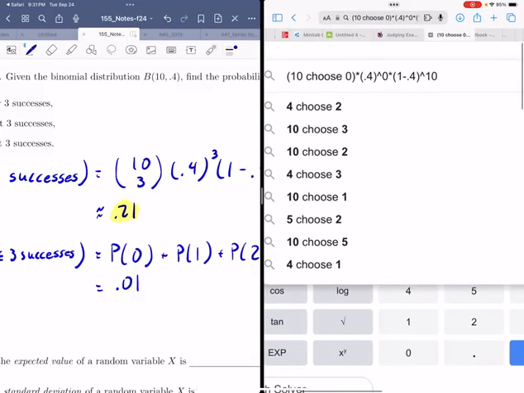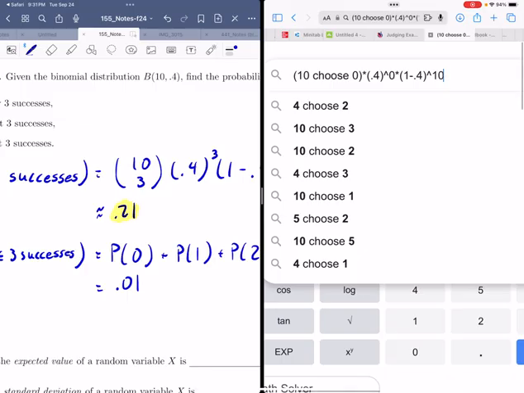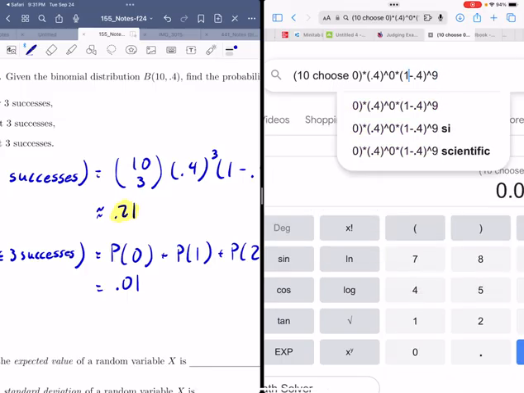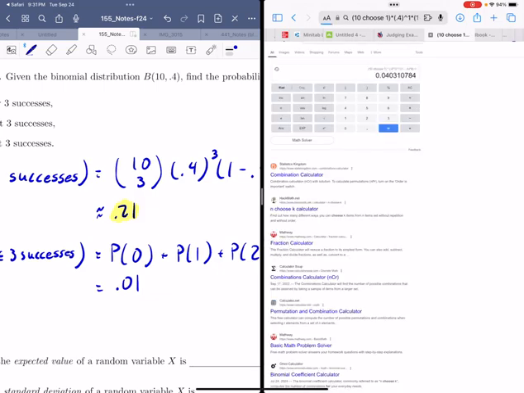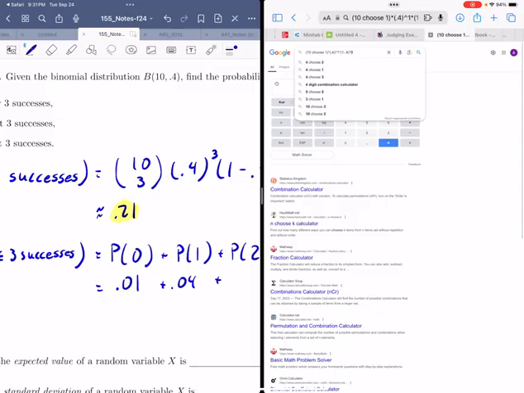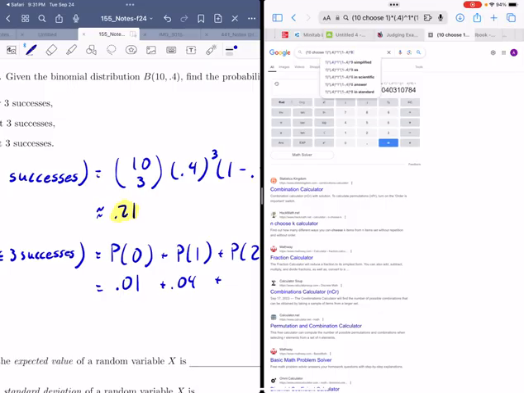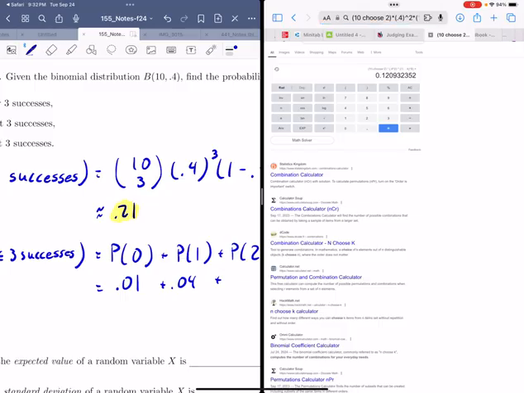Yep. There we go. And we're just going to change our little formula right here. Again, the 0 becomes a 1. Enter it in, and so we get 0.04. All right, and then we change our formula again. And then this becomes to the 8th, to the 2, and then 0.12.